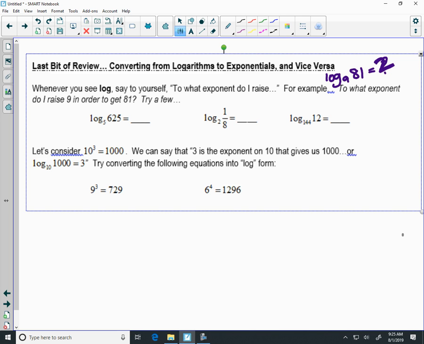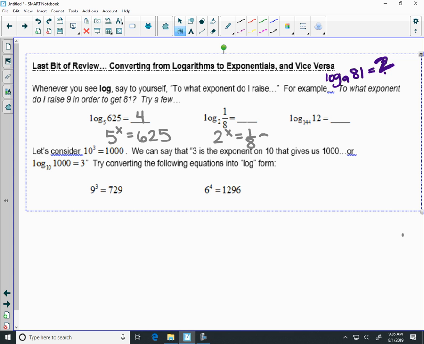Sorry about that. So 5 to what power gives me 625? And I like to rewrite it: 5 to the x equals 625. And that is 5 to the 4th. Here, 2 to what power gives me 1 over 8.